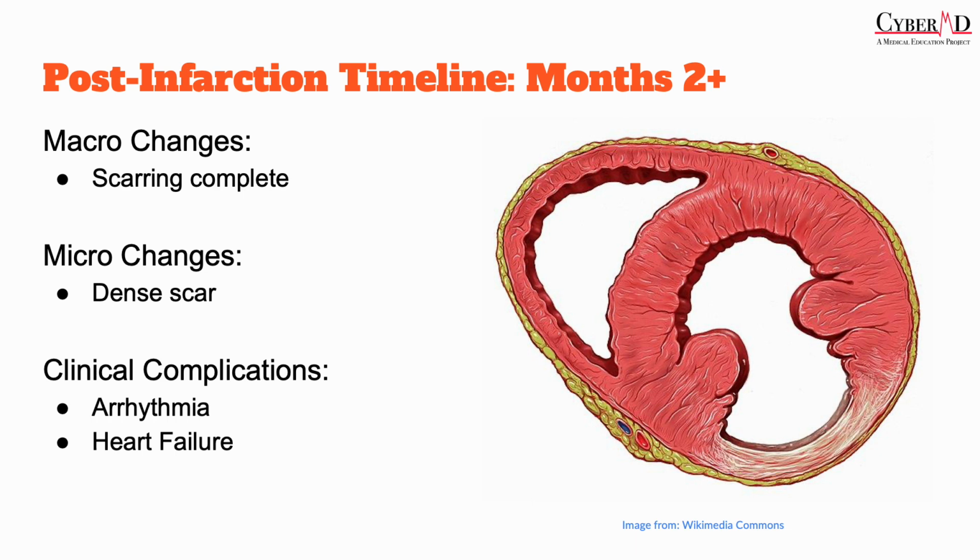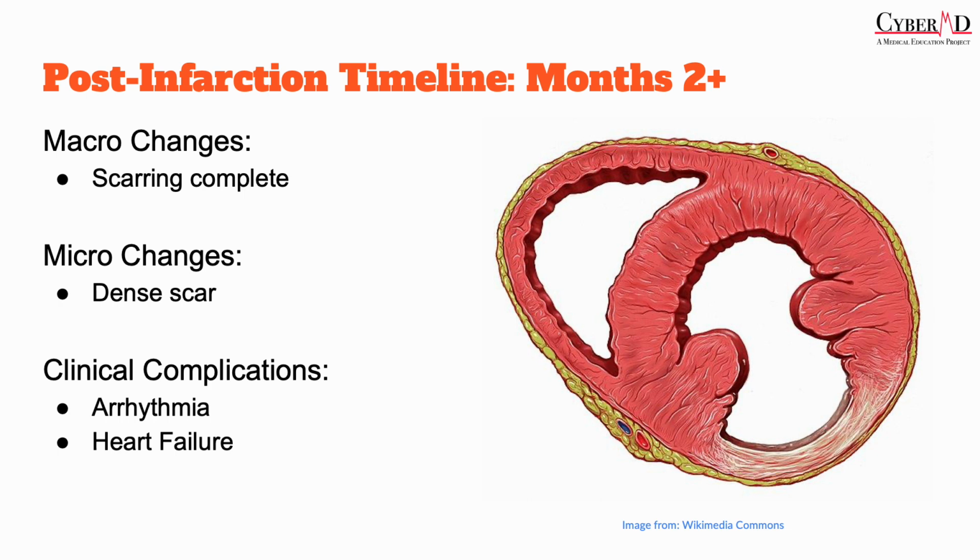All right, let's talk about anything greater than 2 months in time from the myocardial infarction. At this point, the scarring is complete and that dense collagen scar exists. Clinical complications continue to include mural thrombosis, ventricular aneurysm, and Dressler syndrome, as well as arrhythmia and heart failure.